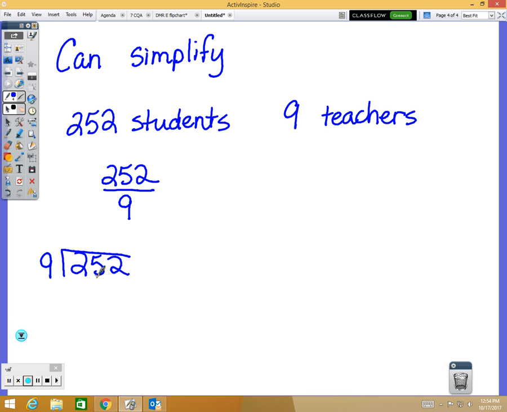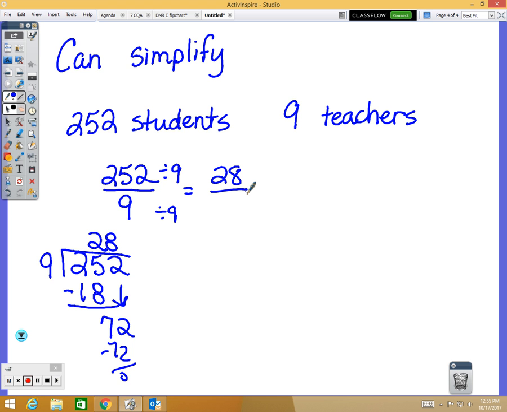So 9 goes into 25 twice, right? Because 3 would be 27. So 2 times 9 is 18. Bring down your 2. 9 goes into 72 8 times. So if I divided this by 9, I'd get 28 over what? What's 9 divided by 9? 1.